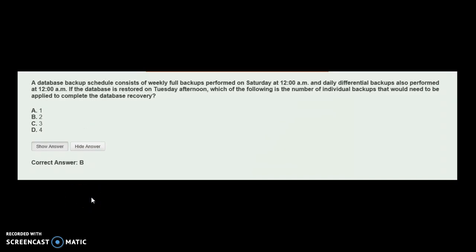A database backup schedule consists of weekly full backups performed on Saturday at 12 a.m. and daily differential backups also performed at 12 a.m. If the database is restored on Tuesday afternoon, which of the following is the number of individual backups that wouldn't be needed to be applied to complete the database recovery? It's B, 2.